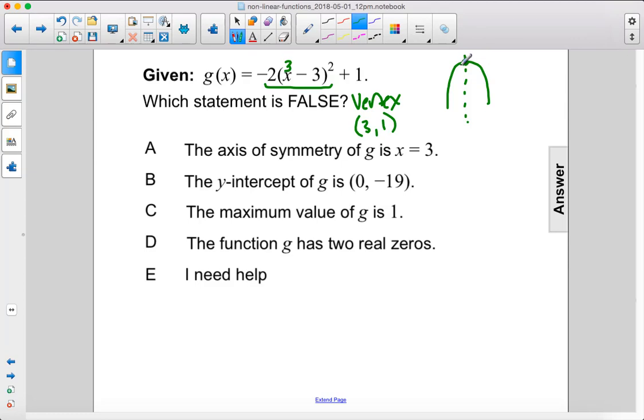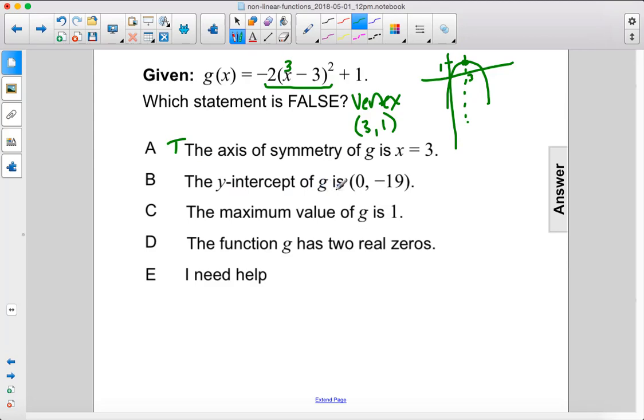So if we have (3, 1), that means that our axis is somewhere like that, if this was 3 and that's 1. So the axis of symmetry of g is x equals 3. That is true because the x-coordinate of the vertex is at 3, so this is true.